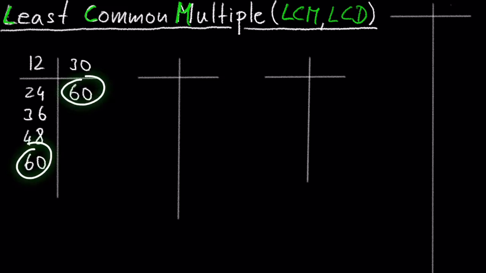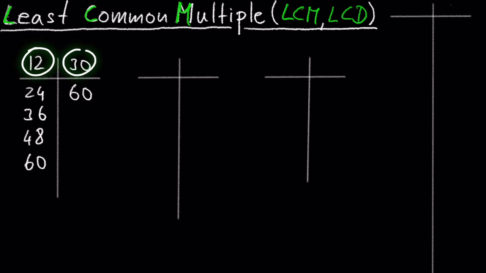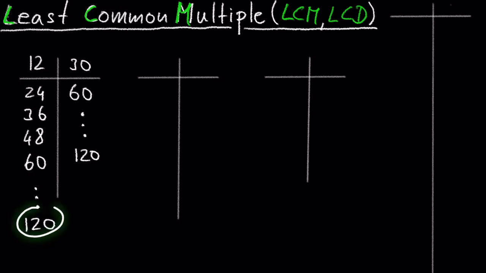60 is a common multiple of 12 and 30. There are other common multiples of 12 and 30 too. For example, 120. 120 is divisible by 12 and divisible by 30.